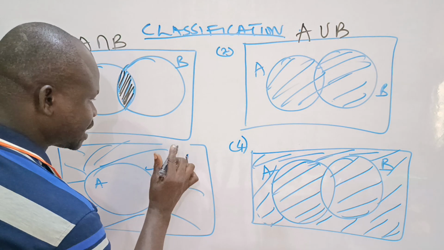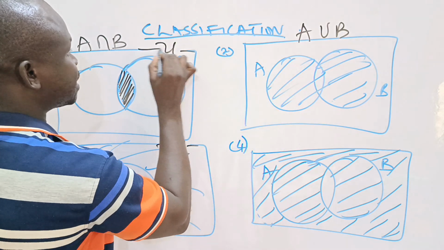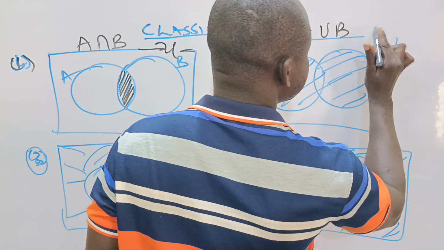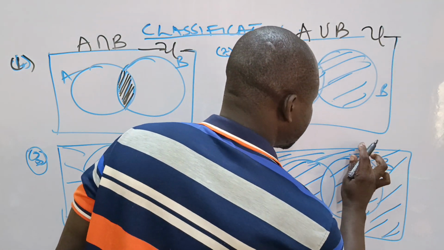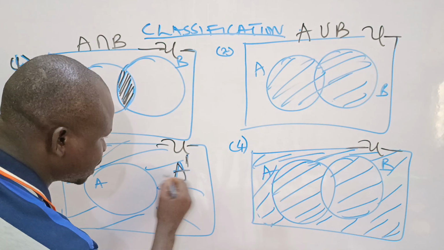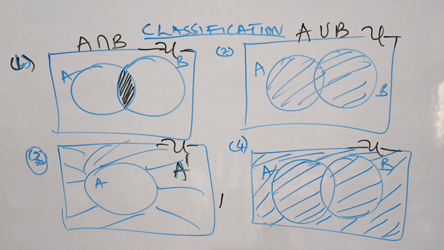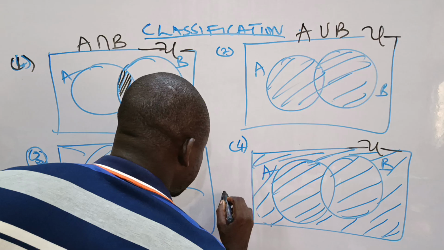Of course, we know the rectangle represents the universal set. The rectangle in each case represents the universal set. From our definition, the rectangle represents the universal set. So here we have A complement. The shaded portion in the third diagram simply means A complement.